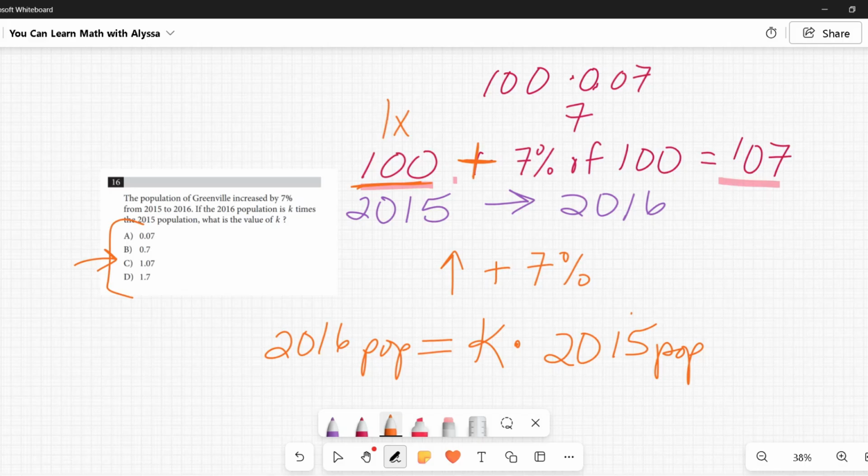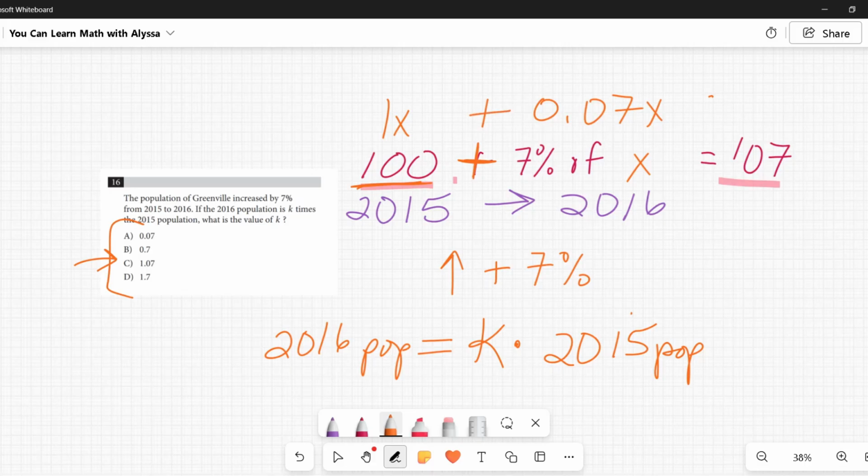1x. Then what is 7% of that? What is 7% of x? x times 0.07, or, erase that, 0.07x. And if I add those together, I get 1.07x. Leave that there. Okay. 1.07x. Remember that x is the population in 2015. I'm representing that by x.